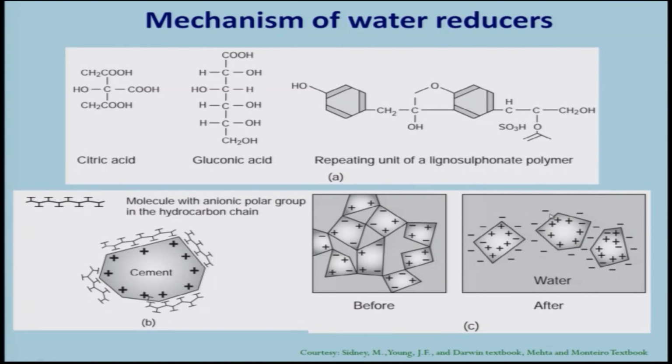And in this figure what is shown is, you have some 3 cement grains and you have a negative charge on the surface of one cement grain and you have another negative charge on the surface of another cement grain, and negative charges repel each other, and because of this repulsion you see that the cement grains are well dispersed in the mixture.